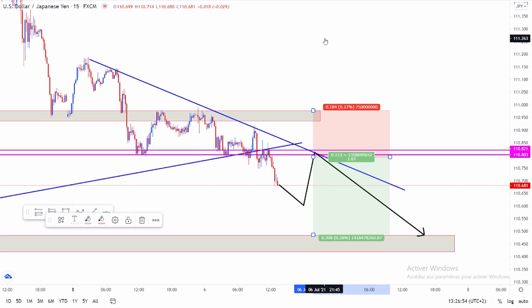If I risk $10 per pip or $15 per pip, it will be a fat $300 to $450. So it's very profitable for me.